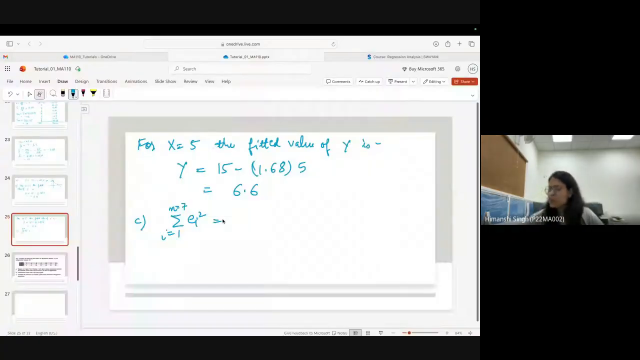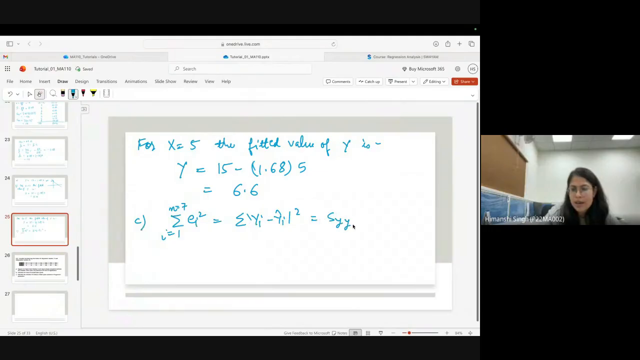So the expression was summation of yi minus yi hat square, which was equal to Syy minus beta 1 hat square Sxx. There are two ways to calculate it. One way is to calculate yi hat for each observation, find the difference, square them, and then sum them. The other way: as we have already found beta 1 hat, Sxx, and Syy, just put in the values and find the summation of ei square. I'll use the second method, putting in the values of Syy, Sxx, and beta 1 hat square.